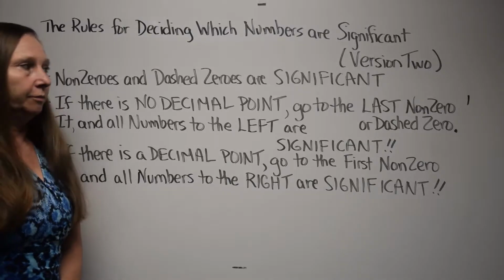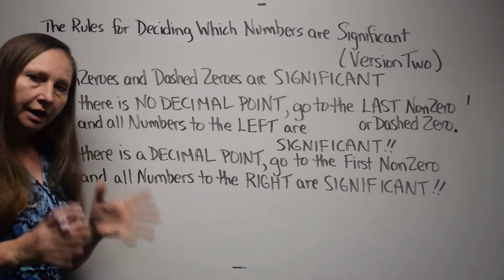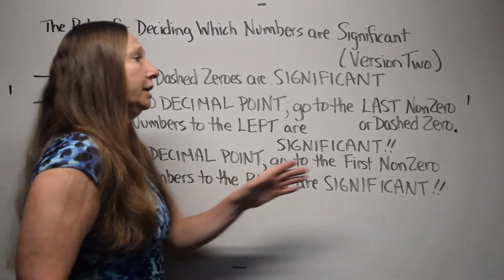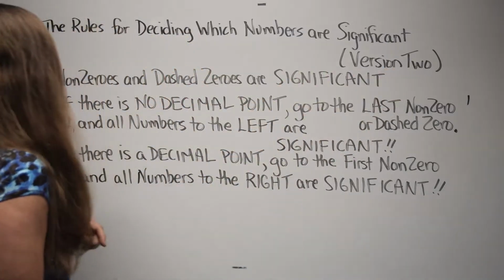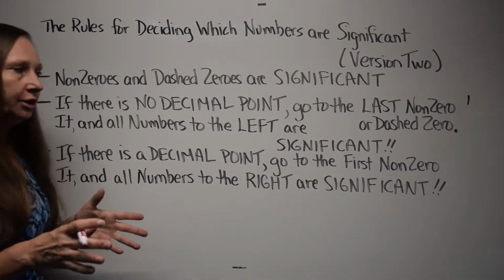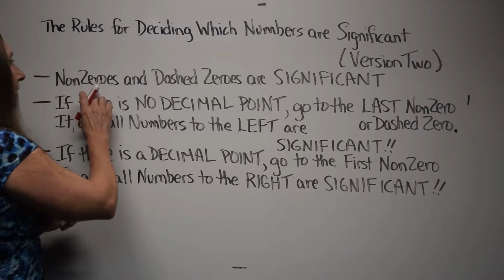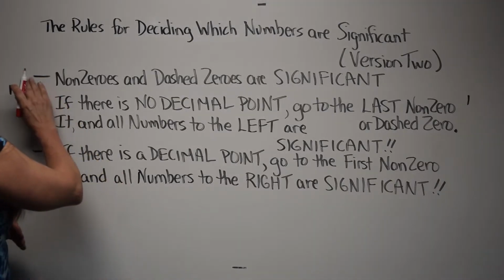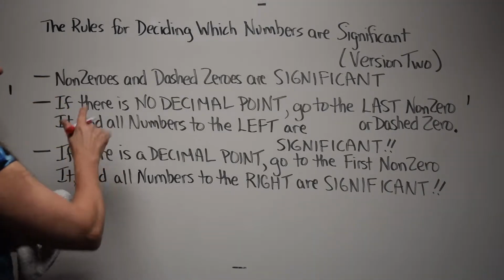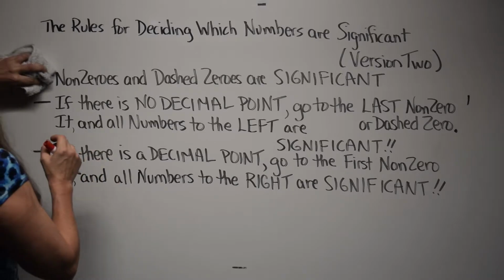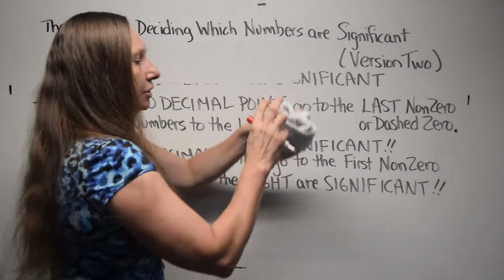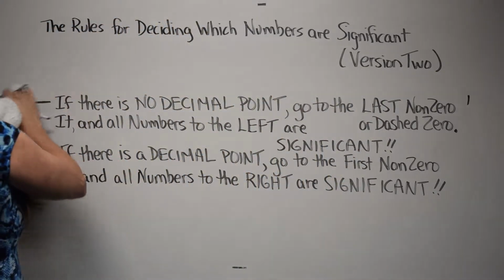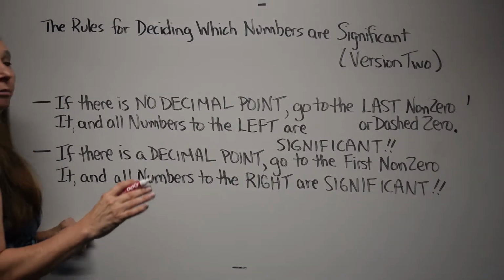What I want to show you now is a different version of the same rules that we've already been applying. The rules for deciding which numbers are significant, version 2. You should already have in your mind that non-zeros and dashed zeros are always significant. We got that. So really, we're just looking at these two rules here. And again, these are the same rules that you've been applying, just worded a little bit differently.